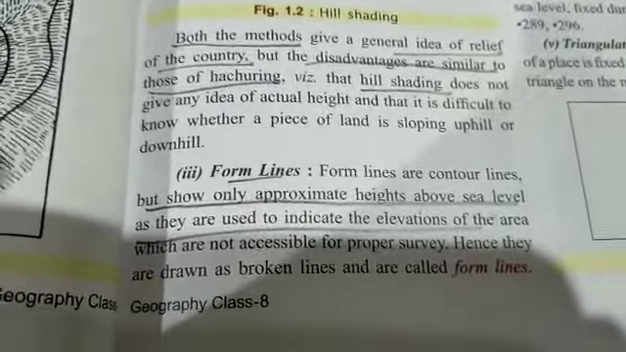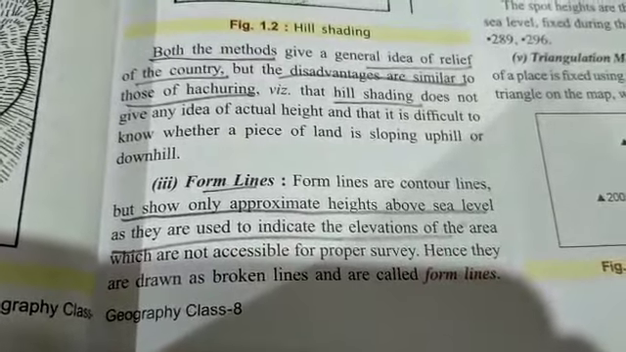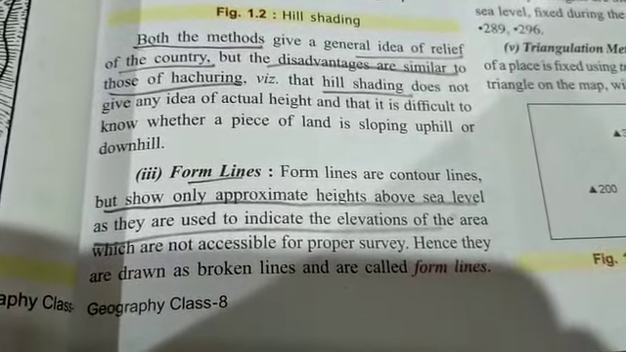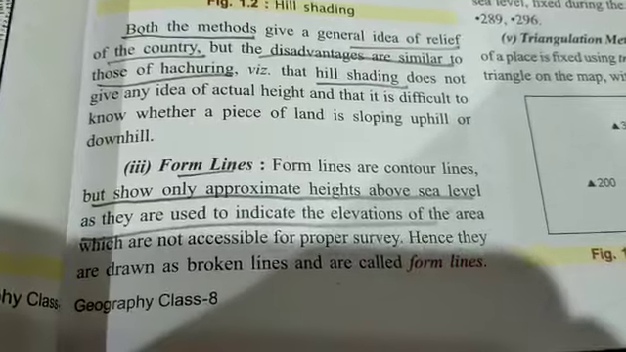The next is form lines. Form lines are drawn approximately. They show the height above sea level and are used to indicate the elevation of the area. Hence, they are drawn by broken lines, which are called form lines. You can see this.